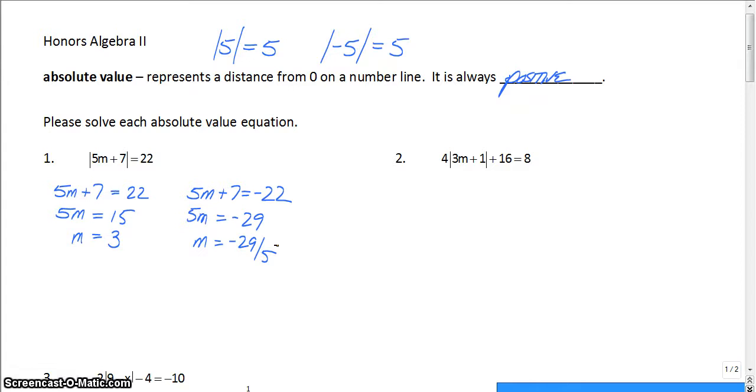Now, number 2, first thing you're going to do is subtract your 16. You have to get the absolute value by itself first before you separate. Divide by the 4.